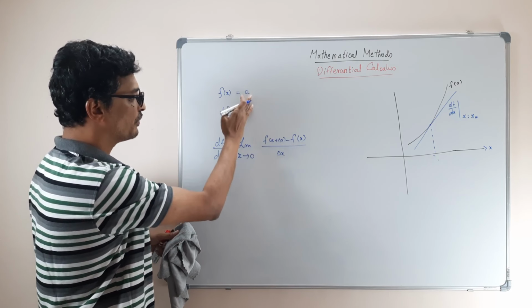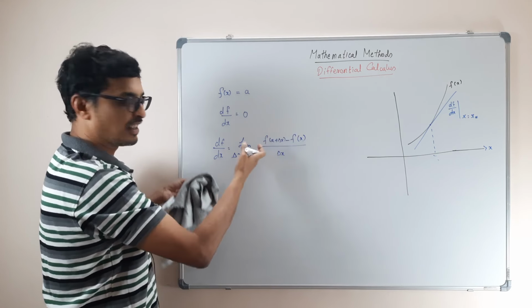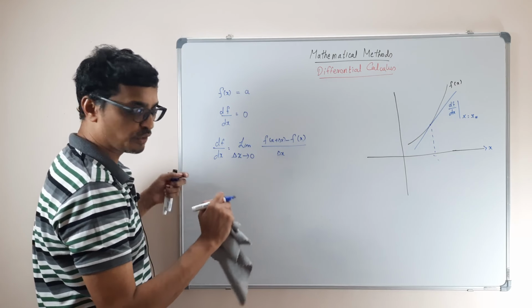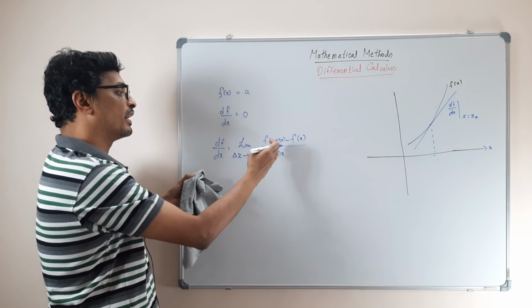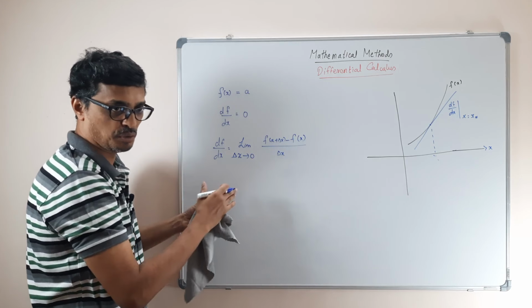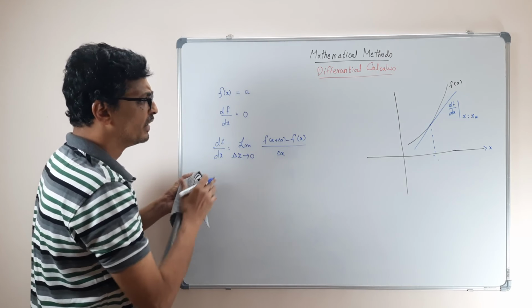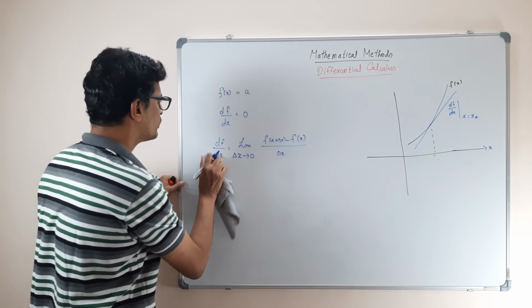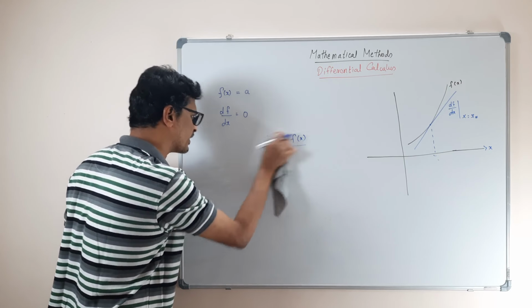it doesn't have a function of x at all. That means we get a minus a, which becomes 0. Irrespective of whatever the delta x is, you get a minus a, which is 0. So df by dx will be 0. That is an easy way to prove it, and graphically also you can understand it very simply.